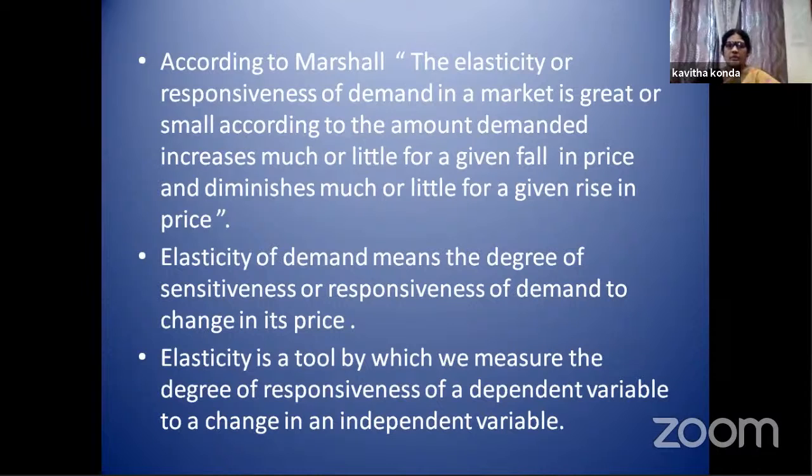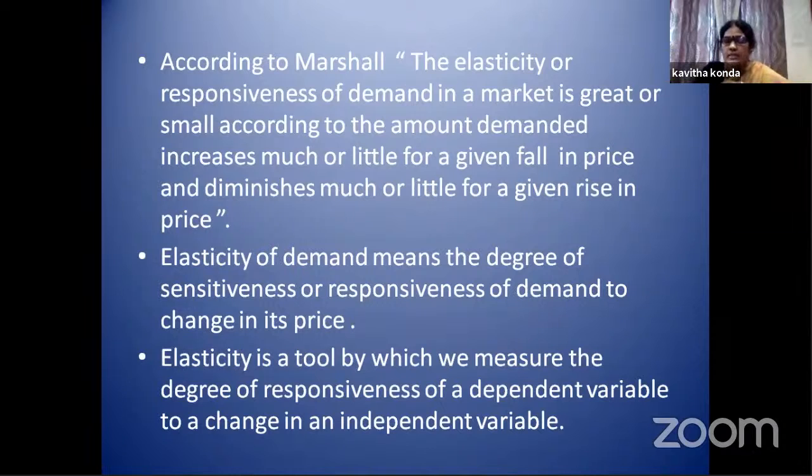So according to this, we can understand that elasticity of demand means the degree of sensitiveness or responsiveness of demand to the change in its price. In the total theory of demand, we discussed that if there is a fall in the price, demand increases. Means for the fall in the price, what is the responsiveness of the demand in percentages? Here we will measure the elasticity of demand.